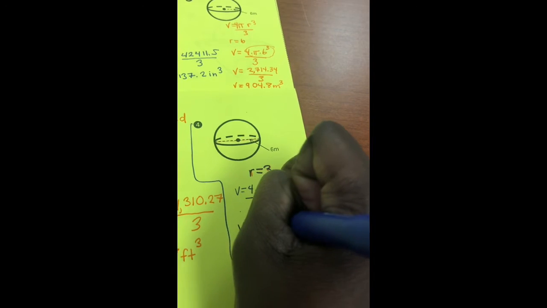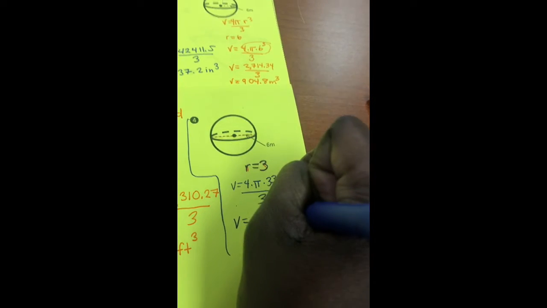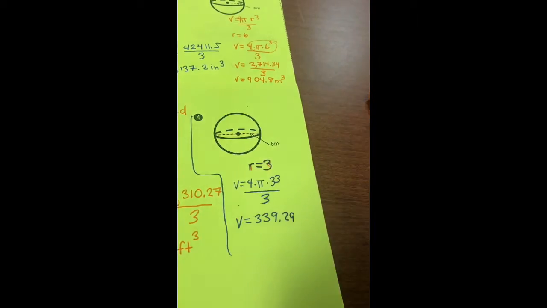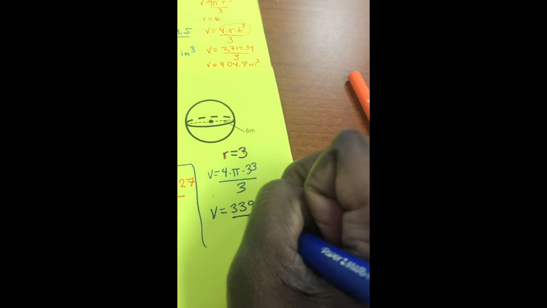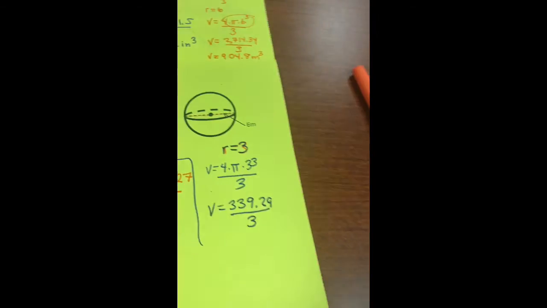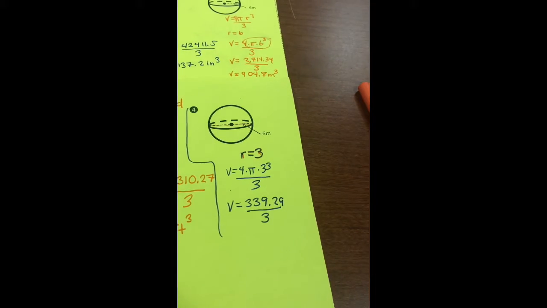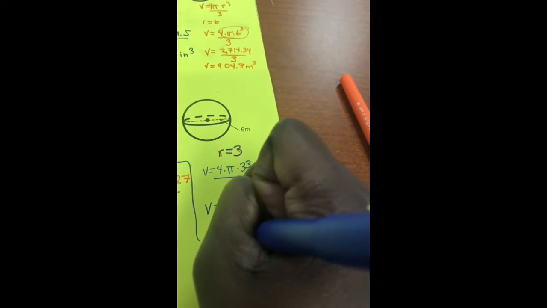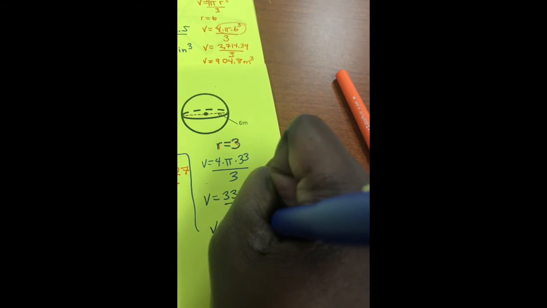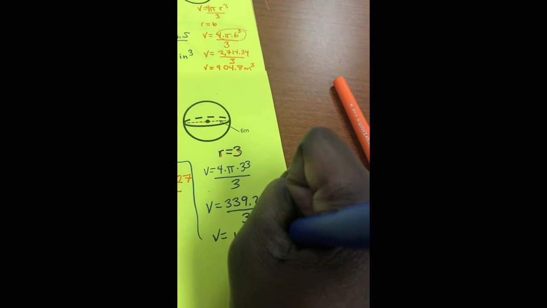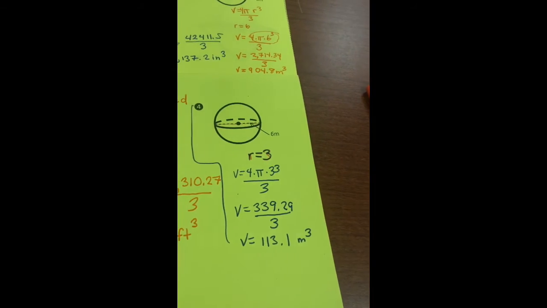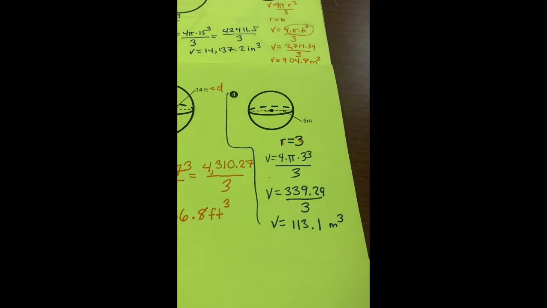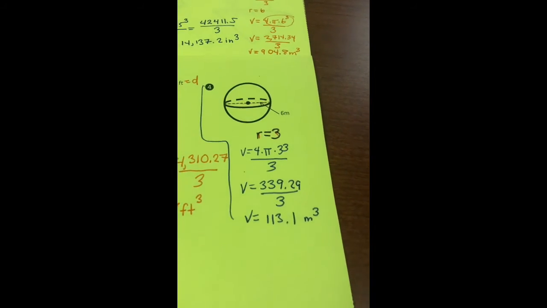we end up with 339.29. I'm just doing to the 100th first. I know it said round to nearest tenth, but I like to get a few numbers in. Then we're going to divide that answer by 3. And your final volume comes out to 113.1 meters cubed. And that pretty much sums up volume of a sphere.